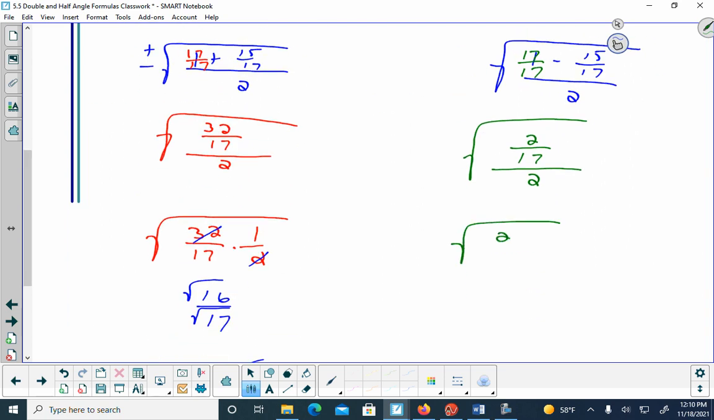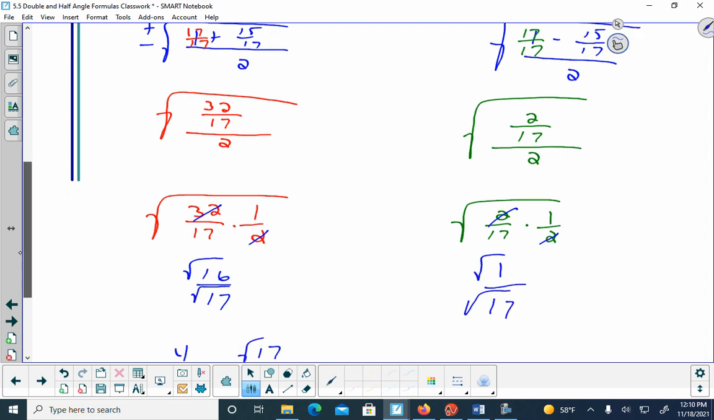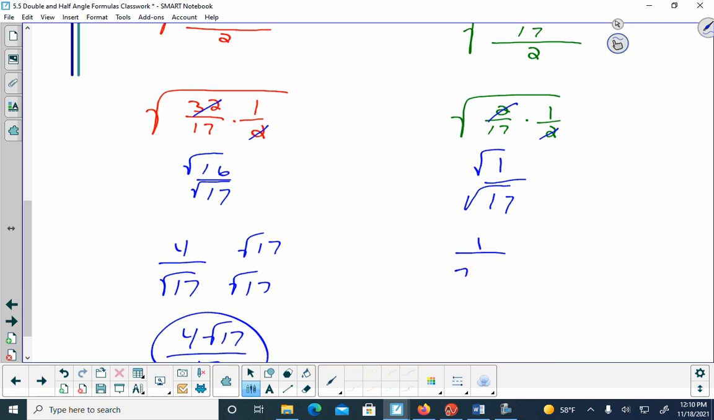So 2 over 17 times the reciprocal 1/2. These will simplify, so I end up with 1/17 square root. So 1 over the square root of 17, rationalize, square root of 17 over 17.